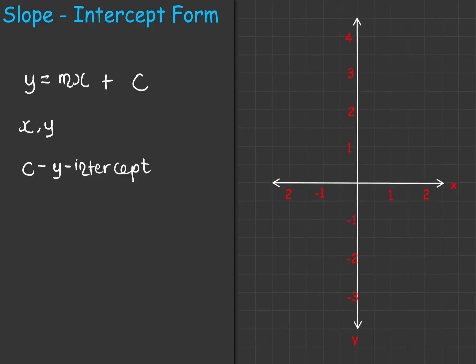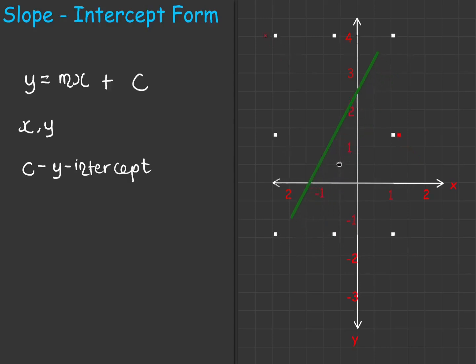Talking of the y-intercept, if I'm to draw a line over here, so this is my line. Where does this line touch the y-axis? Remember, this vertical one is our y-axis, whilst the horizontal one is the x-axis. It touches the y-axis here. That is what we call the intersection. Where it touches the x-axis, we call the x-intercept.